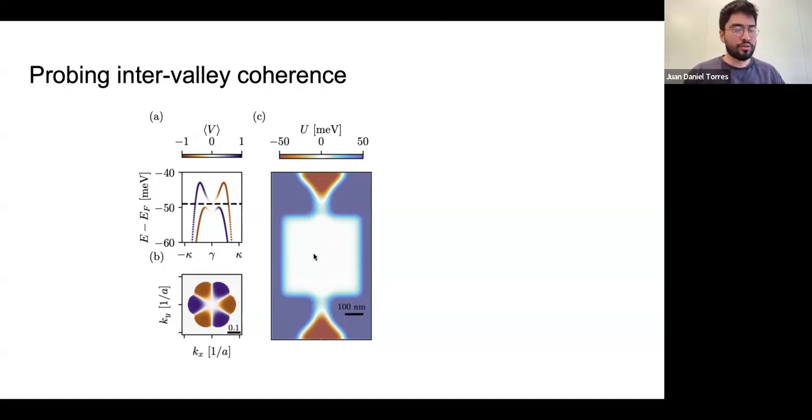However, if this region has some sort of intervalley coherence, then the states that propagate through it will rotate in valley space. And that means that the current that goes out at the other side will go out through both leads. And this is a zero field effect that would measure intervalley coherence.